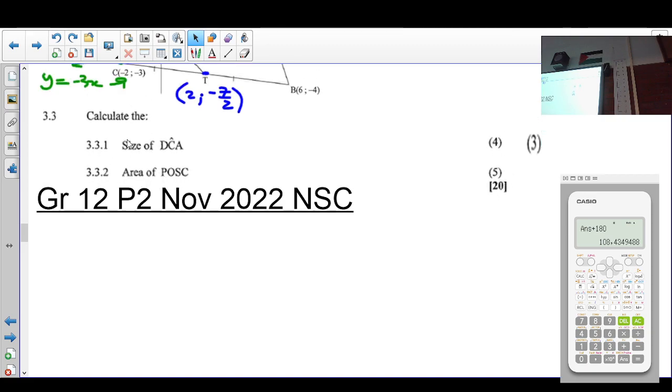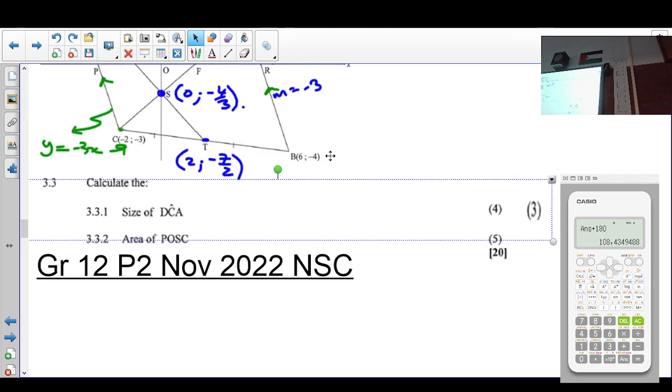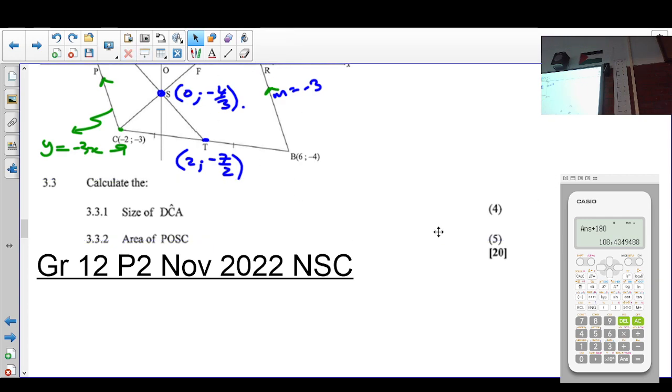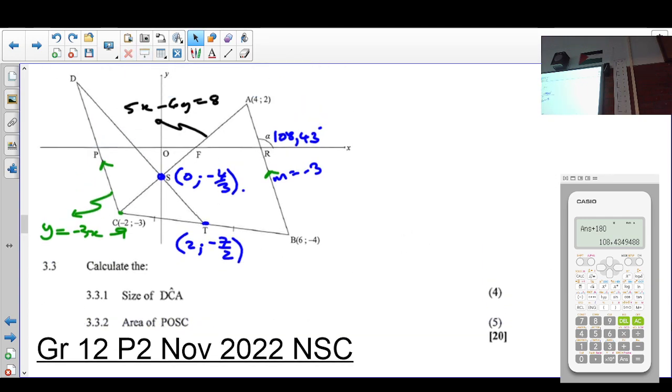3.3, we are told to calculate the size of angle DCA. That's the angle. Okay.